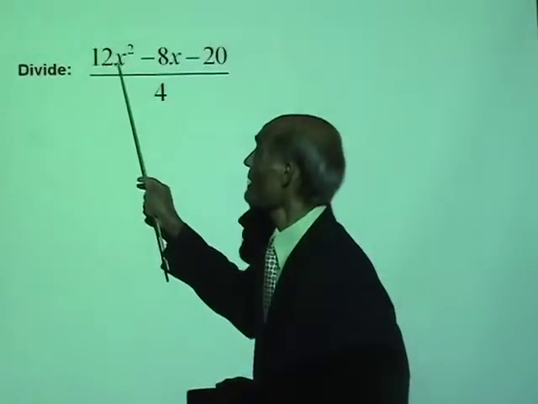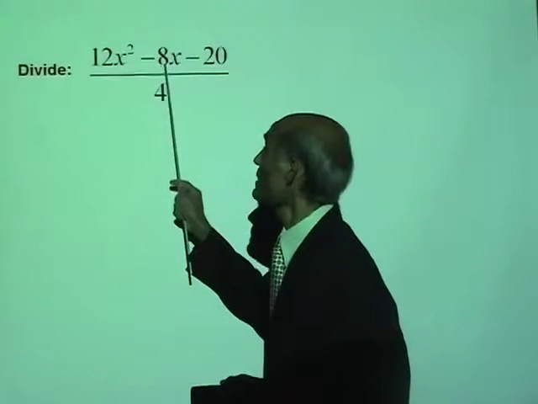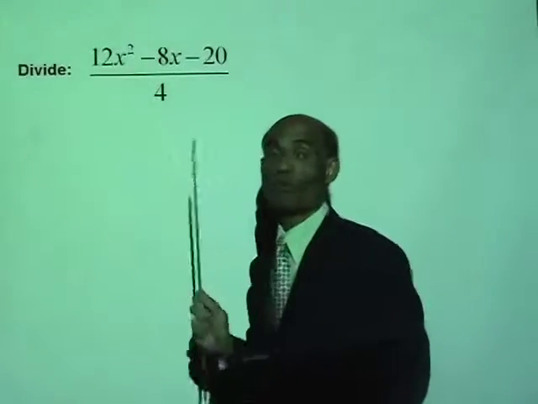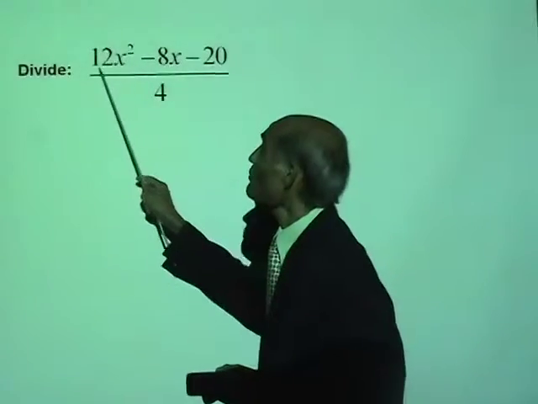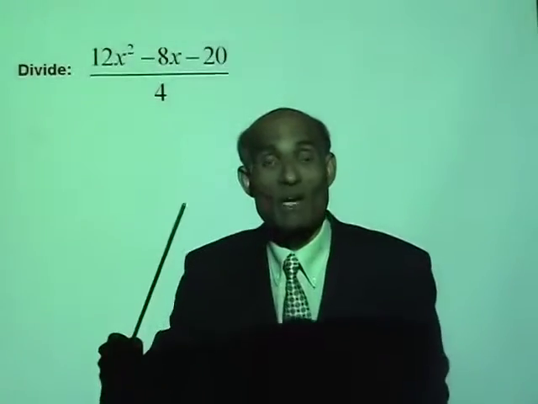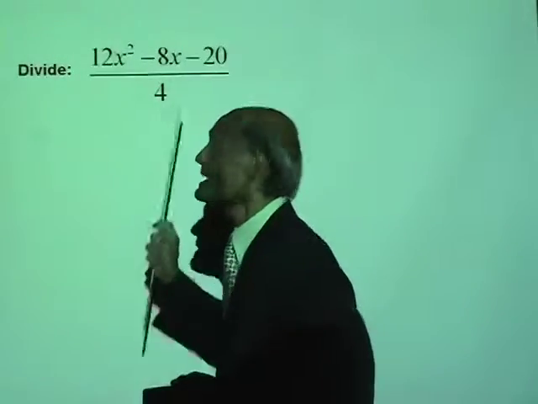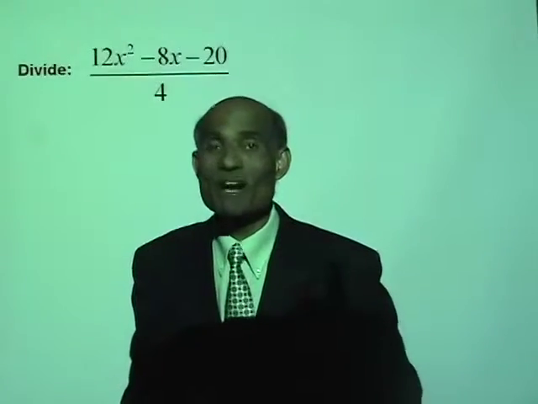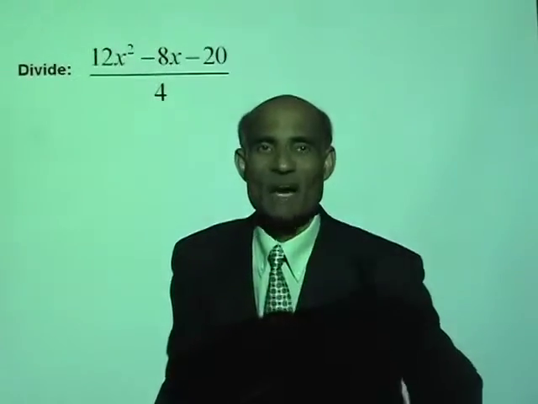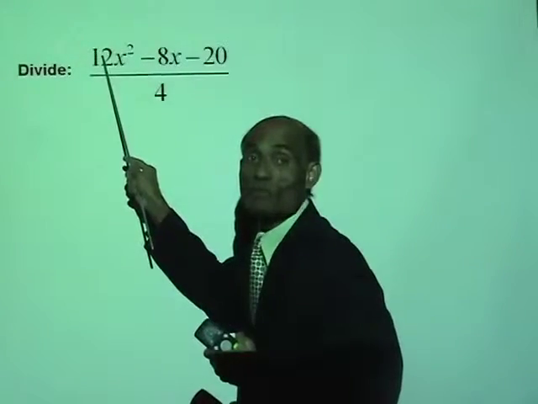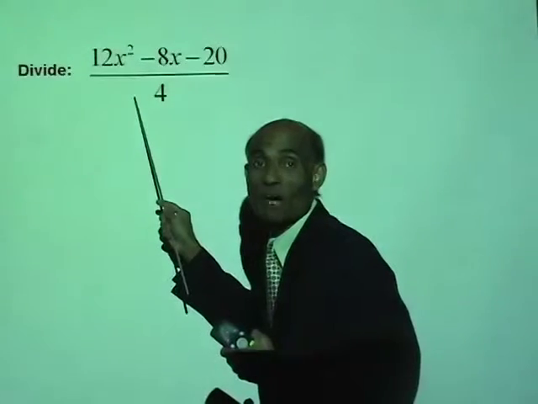Divide 12x squared minus 8x minus 20 all over 4. Now what is my numerator? The numerator is a trinomial. The denominator is a monomial. Okay, what's the method that we discussed? What are we supposed to do now? We take each term on the numerator and divide it by 4.